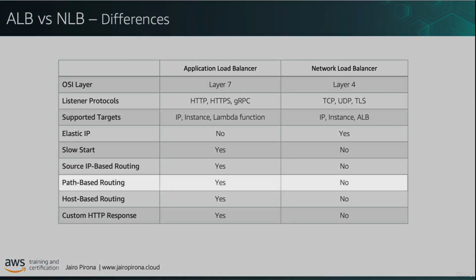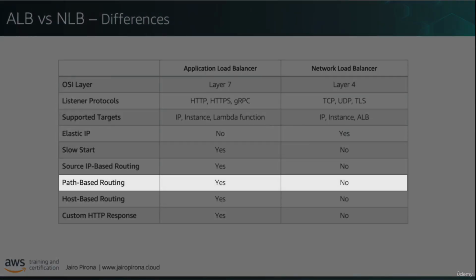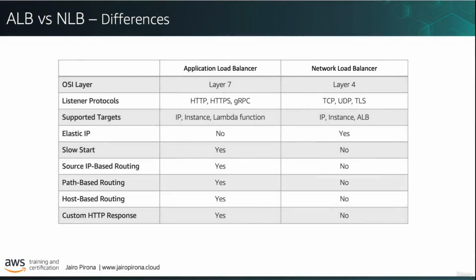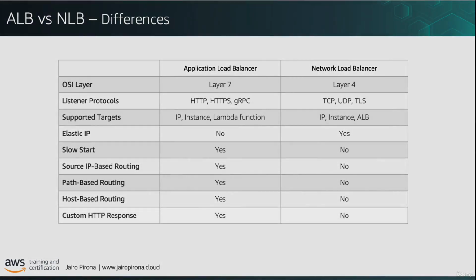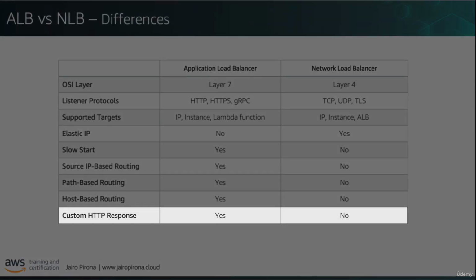Next is path-based routing. It allows you to forward requests to targets based on the path or pattern of the requested URL. It is only supported in the application load balancer. Next is host-based routing. It is useful when serving traffic from multiple domains using the same load balancer. The incoming request can be routed based on the domain name specified in the host header. This is only supported in the application load balancer.